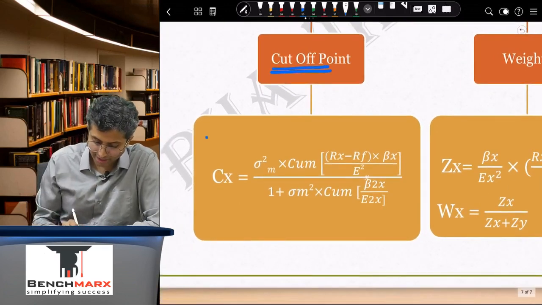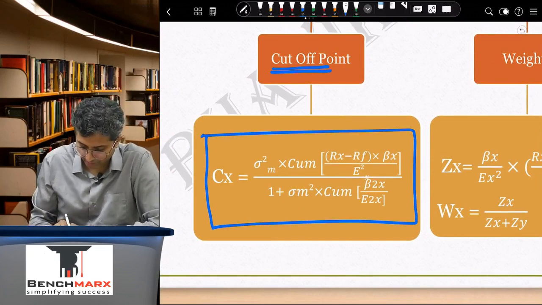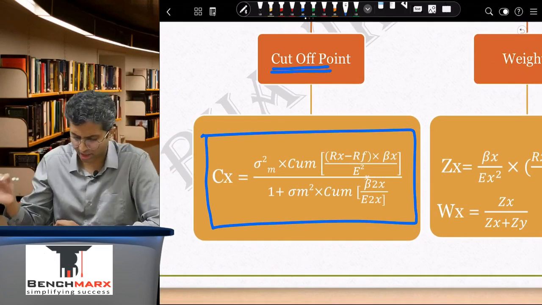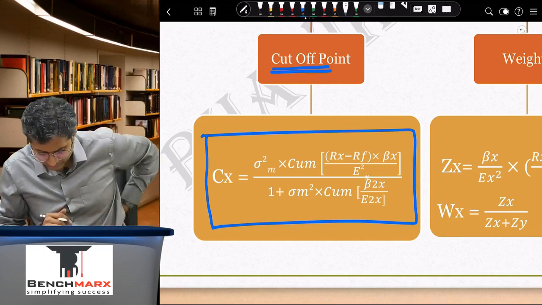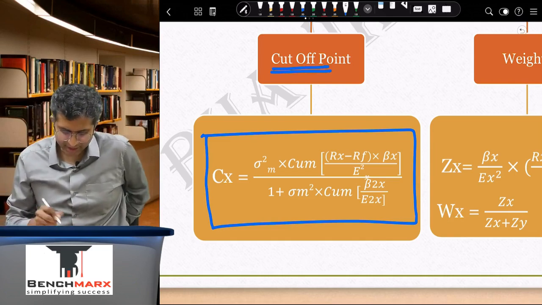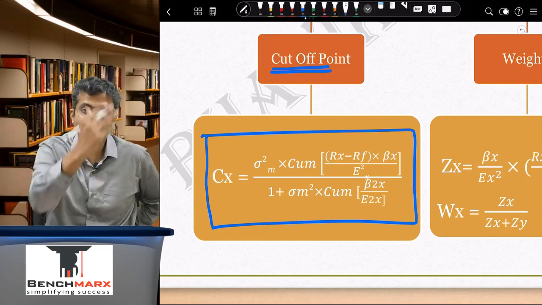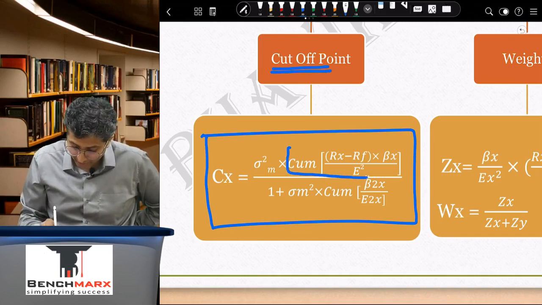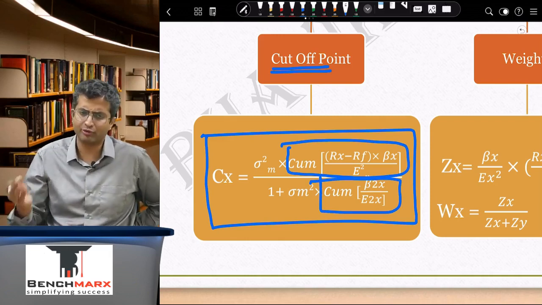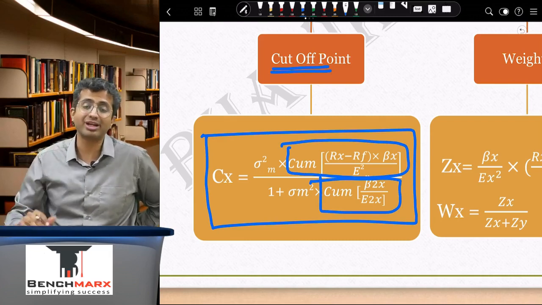The cutoff point is calculated using this nightmarish formula, which is the variance of the market into the cumulative of Rx minus Rf upon the unsystematic risk squared into beta, upon 1 plus variance of the market into cumulative of beta squared upon the unsystematic risk. Even if I have read it wrong, you will not understand such a formula anyway. You will have to practice it once. Mainly, you will have to make a table in order to calculate these two cumulative values. Once you find these two cumulative values, you can substitute them in the equation to find the cutoff point at each level.